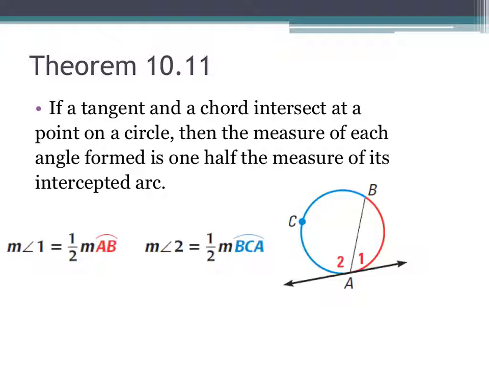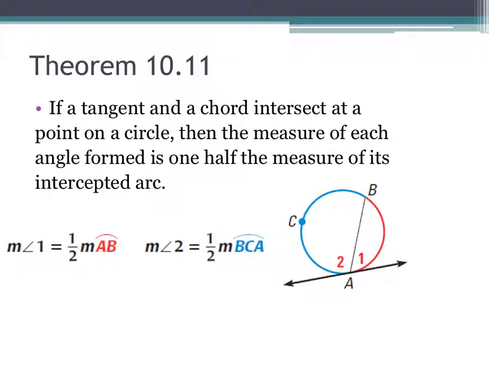If a tangent and a chord intersect, and this is what we talked about yesterday, it's just that the theorem's not mentioned until this section. If a tangent and a chord intersect at a point on the circle, then the measure of each angle formed is 1/2 the measure of its intercepted arc. So again, we talked about this yesterday, but it's not in your book until this section. So it is Theorem 10.11, which is the 11th theorem in chapter 10, but I don't need you to know the number, I need you to know what it says.